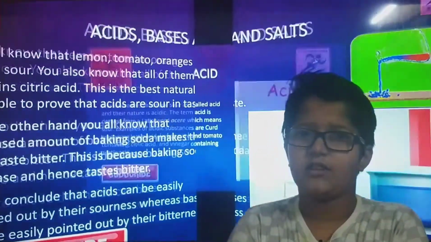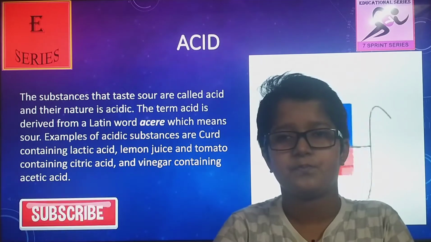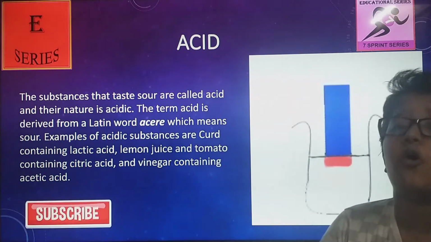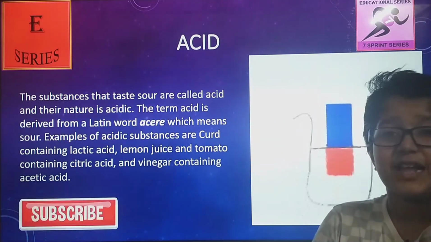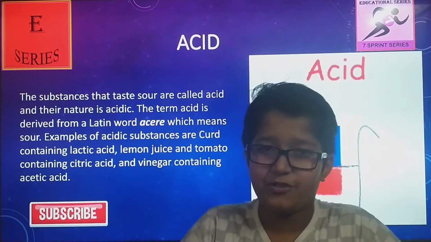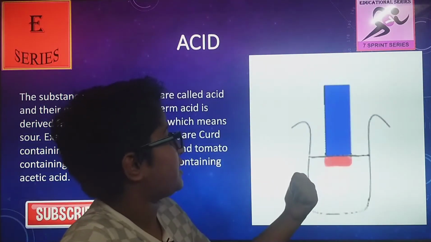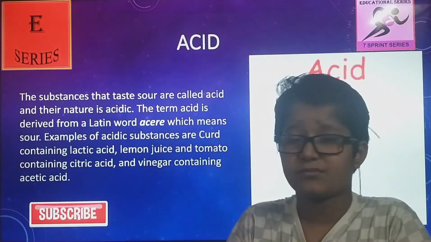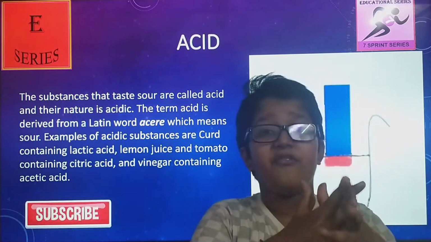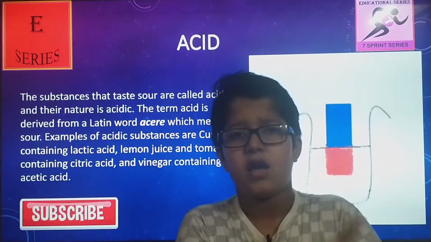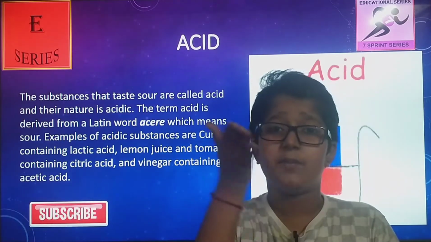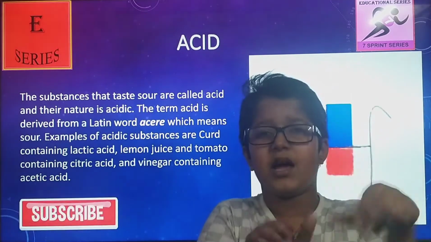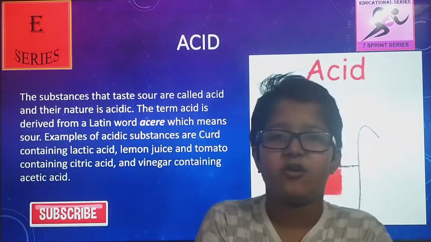Salts are a combination of these two, we will learn. Now, acids. The substances that taste sour are called acids and their nature is acidic. I have a lot to tell you about acids. First thing, litmus test: litmus paper turns red in acid. Second thing, acids have a pH value. Acids and bases are two different categories and they are exactly opposite. Oh wait, I'll tell you the pH scale after bases.